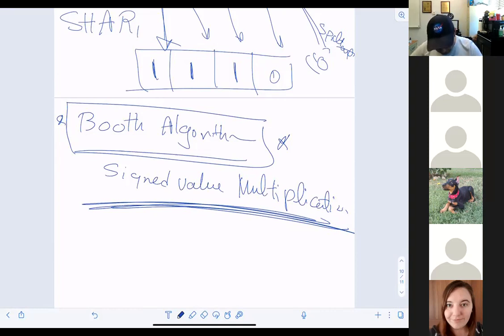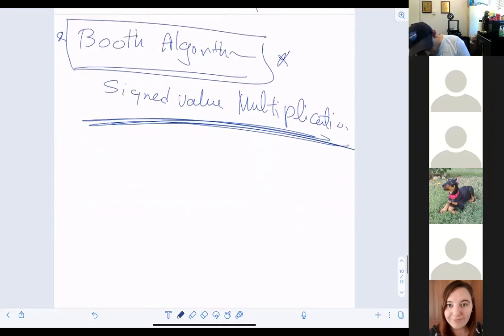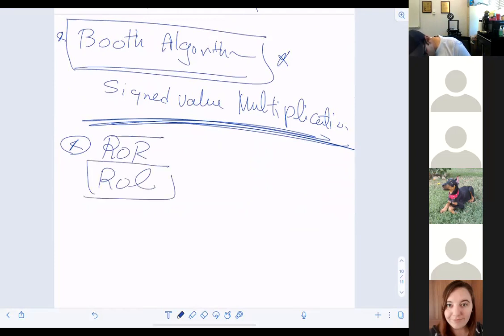Or should we start a rotation? Which one do you prefer? Rotation. Okay, let's go for rotation. So now a rotation. We have rotate right, rotate left, rotate right, rotate left.